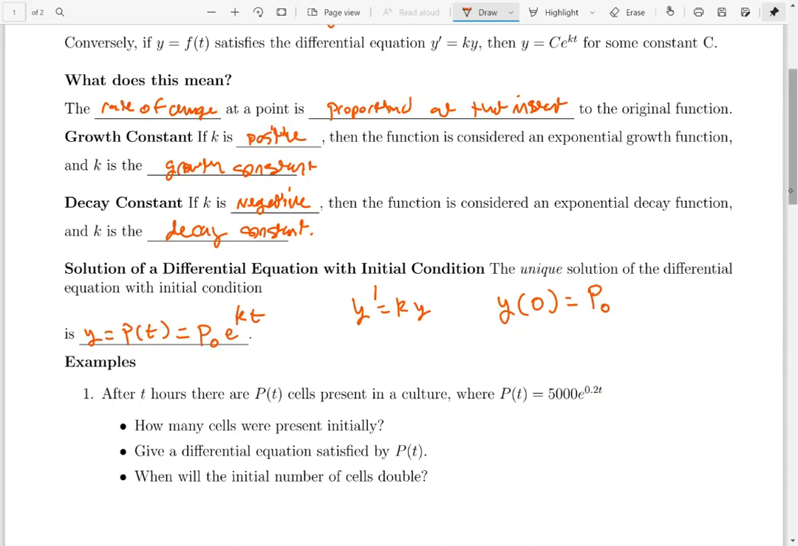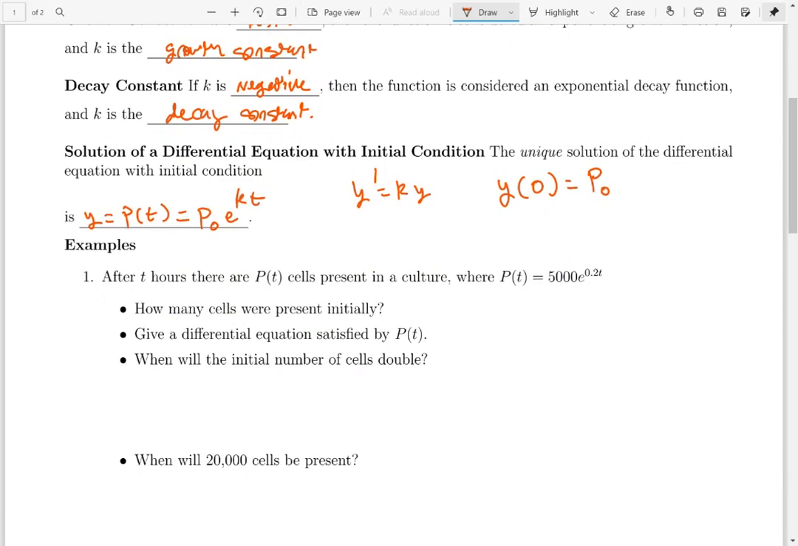So let's actually deal with an example problem. So let's say that we're told that after t hours, there are P of t cells present in a culture, where specifically we're told that P of t is equal to 5,000 times e to the 0.2t.